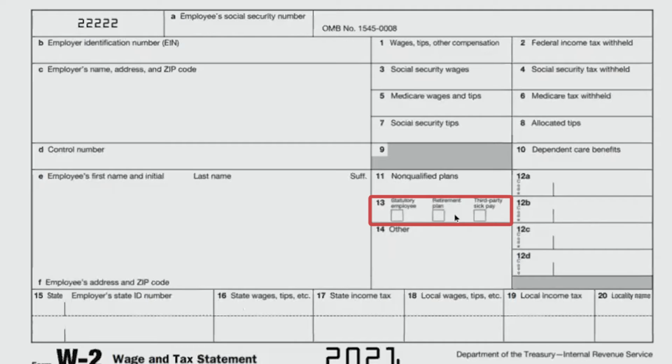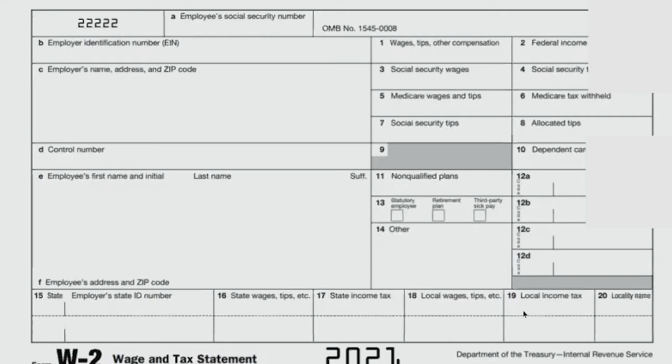And for anyone claiming traditional IRA deductions, if this box is checked, then it limits the amount that you can put into your IRA and the amount that you can deduct for tax purposes. If your local jurisdiction takes income taxes out, it would be here too. But San Francisco doesn't require you to pay income taxes.